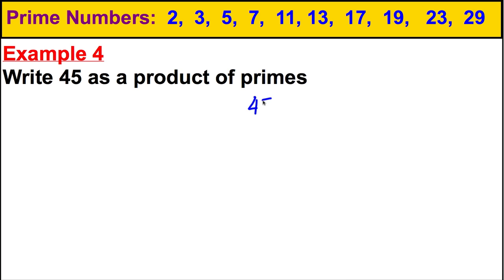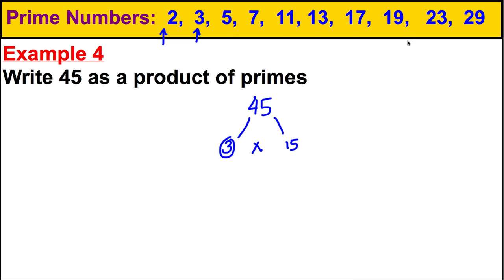Next example, example 4, and the last one, write 45 as a product of primes. So write 45 down here. Now, ask yourself firstly, does 2 go into it? No, 2 doesn't divide in equally. So does 3 go into it? It does. So you can do on your calculator 45 divided by 3, and you'll realise that you get 15.